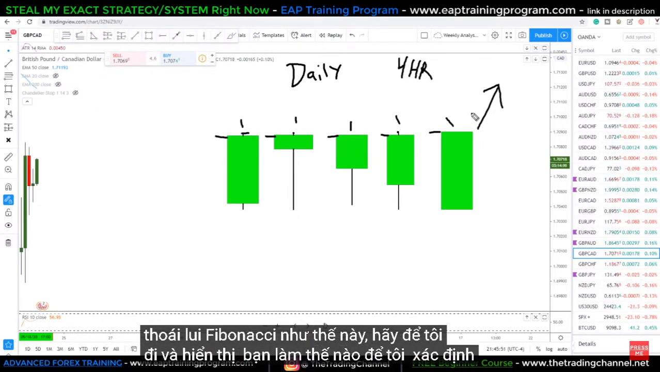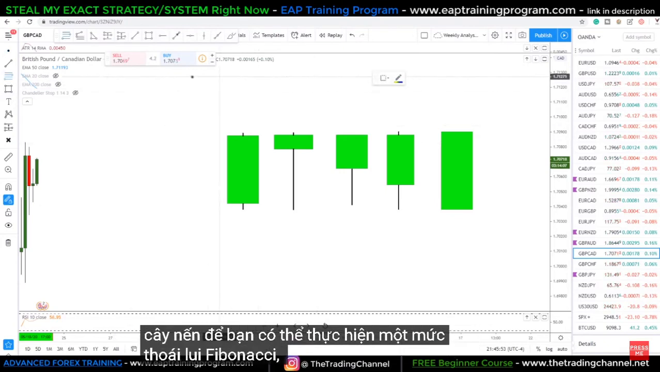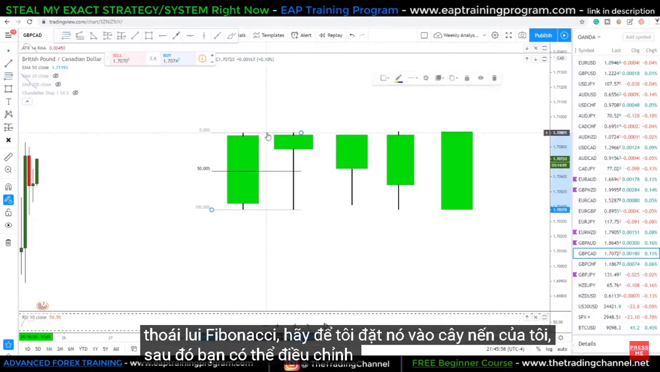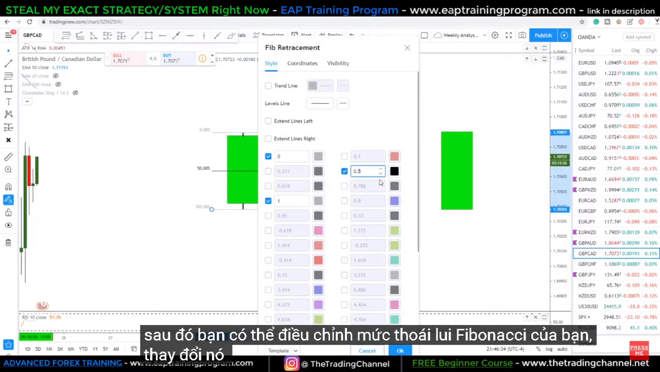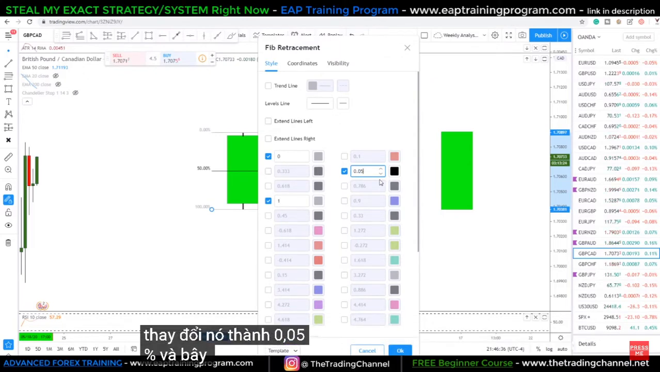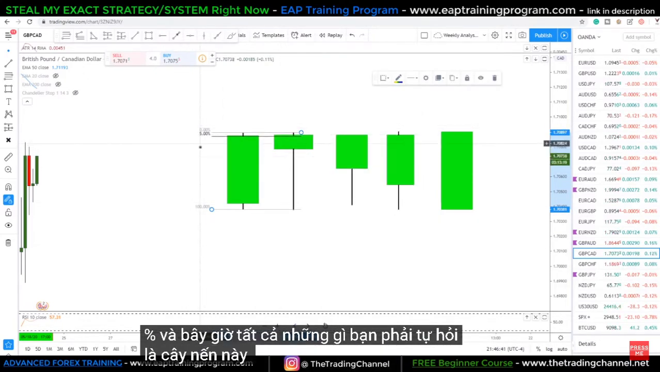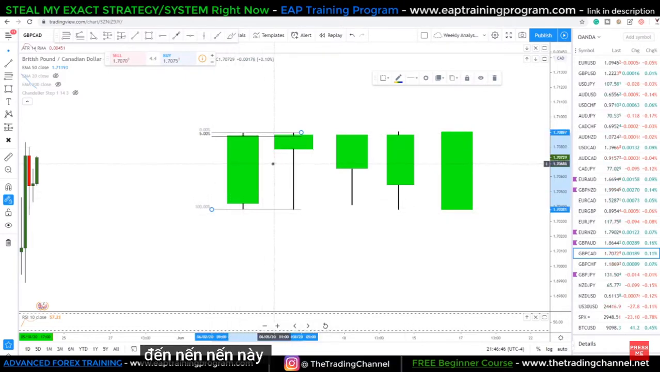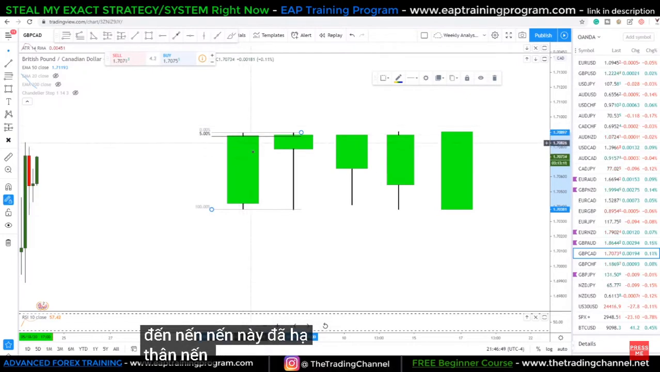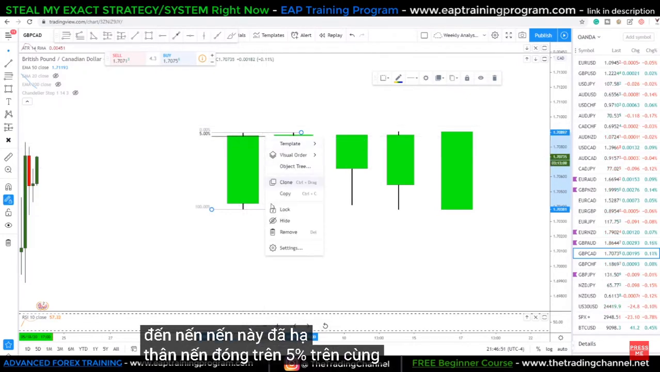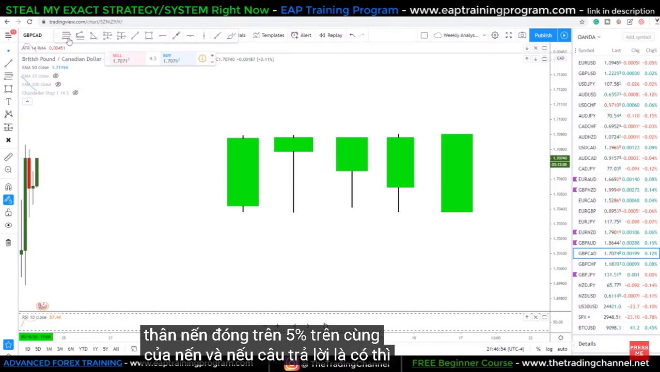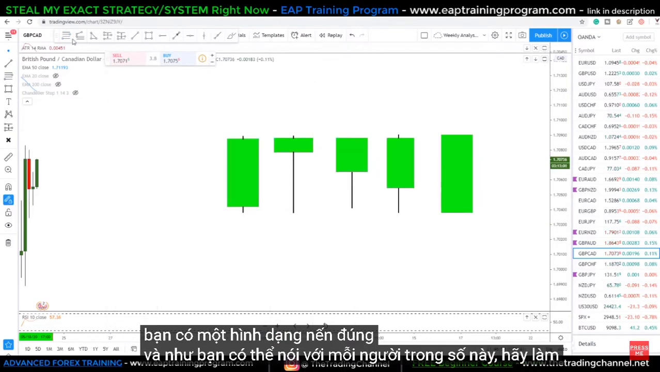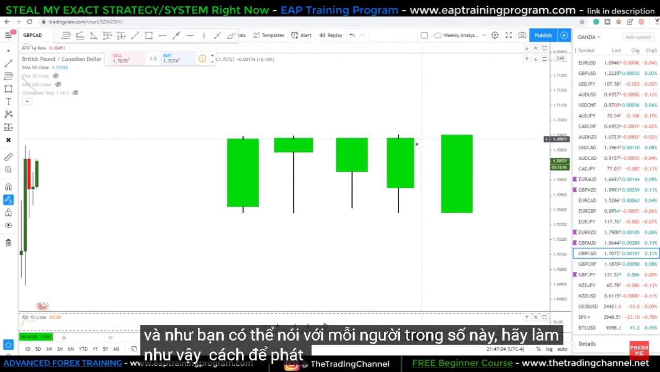Let me show you how to identify the candle. So you can take a Fibonacci retracement. Let me put it on my candle. You can then adjust your Fibonacci retracement number, change it to 0.05%. And now all you have to ask yourself is, if you pull a retracement from the low of the candle to the high of the candle, did the body of the candle close above the top 5% of the candle? And if the answer is yes, then you have a correct candlestick formation. And as you can tell, each of these do that. So that's one way to spot this candlestick pattern.